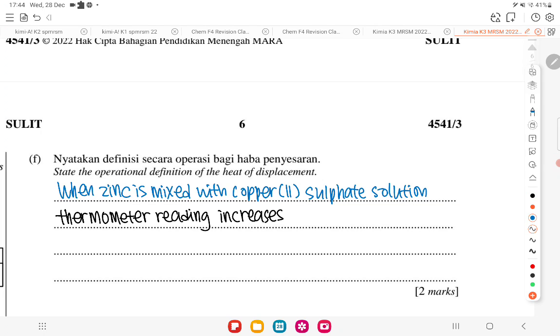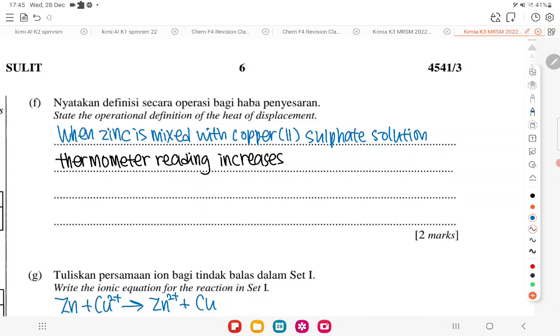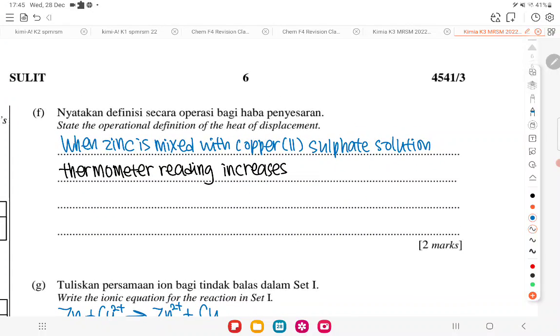Remember, from now onward, you don't need to memorize operational definition. You can do it yourself. Just write the answer of what you need to do in the experiment and what you expect to observe, what you can see as the result of the experiment. So that is what you need to do. All right, remember this.